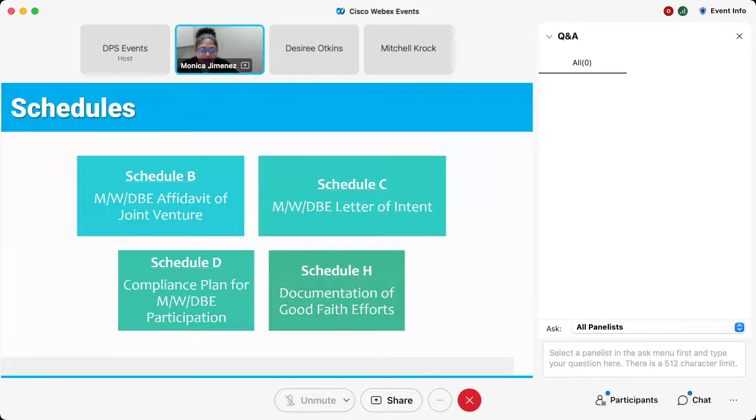The Schedule B, which is the affidavit of the joint venture. The Schedule C's, which is the letter of intent and should be submitted by the subcontractor. The Schedule D is the compliance plan for all MBE/WBE or DBE participation, and that is filled out by the prime contractor. And the Schedule H, which is the documentation of good faith efforts.